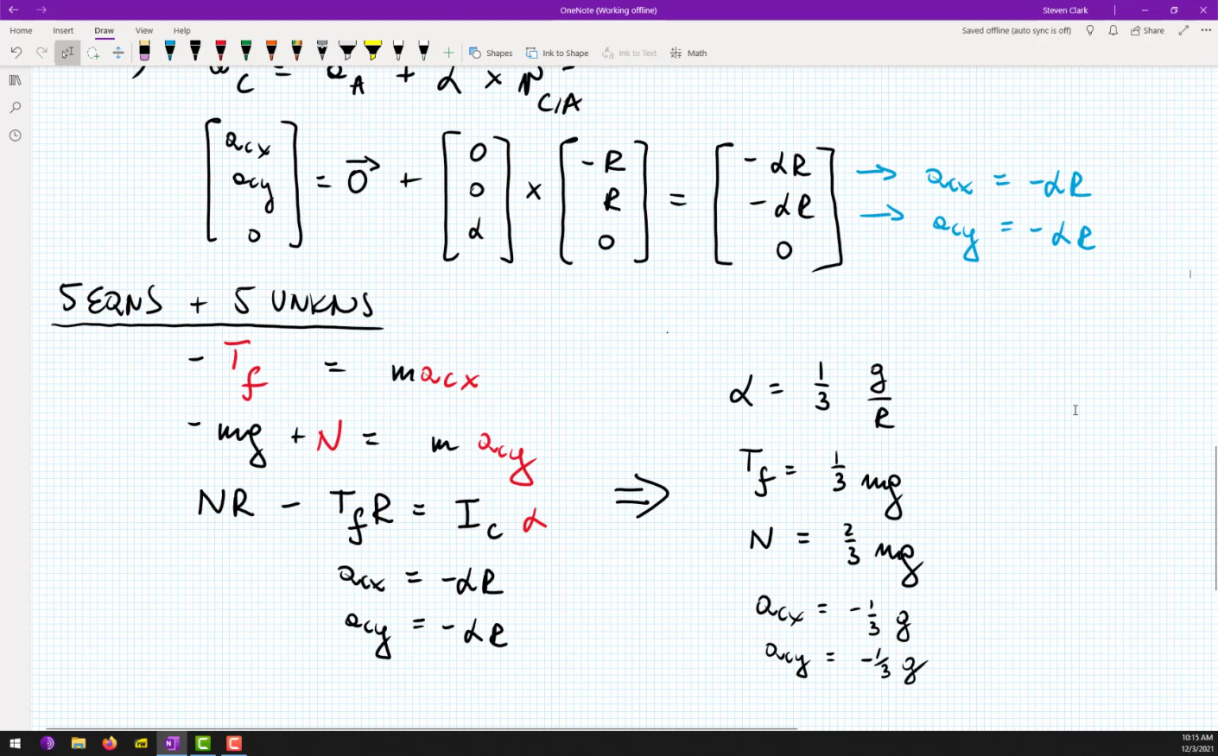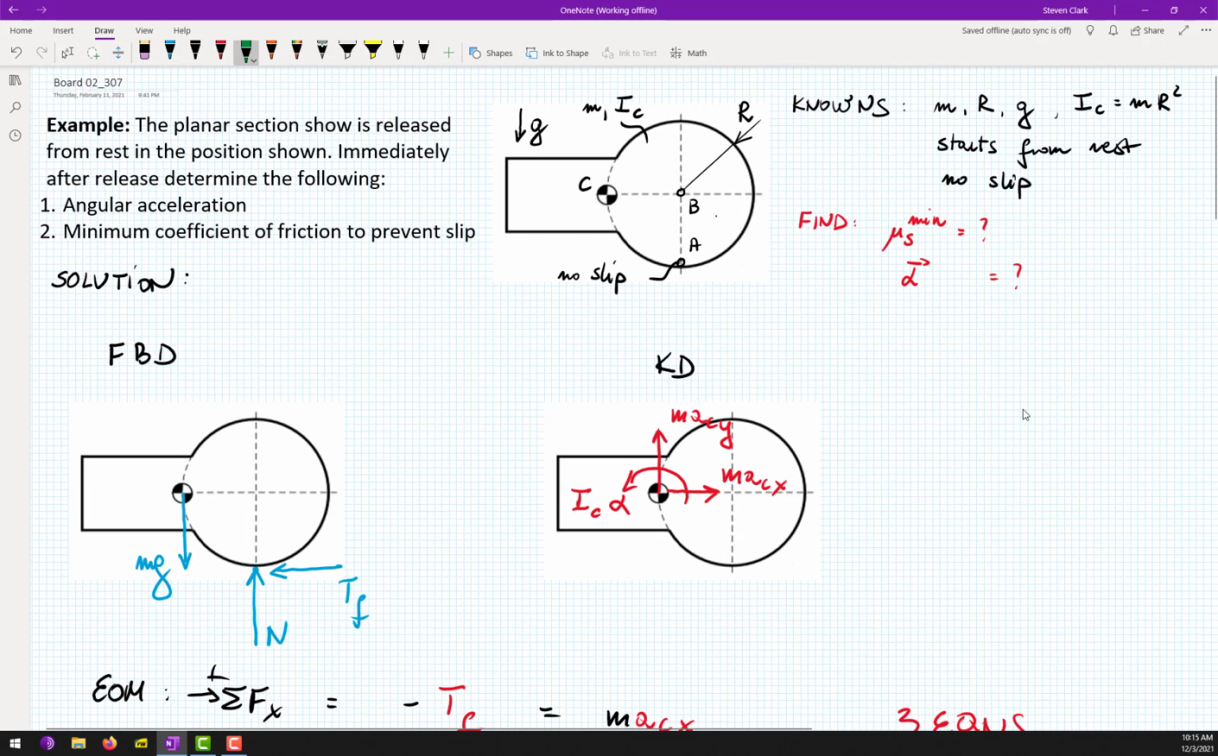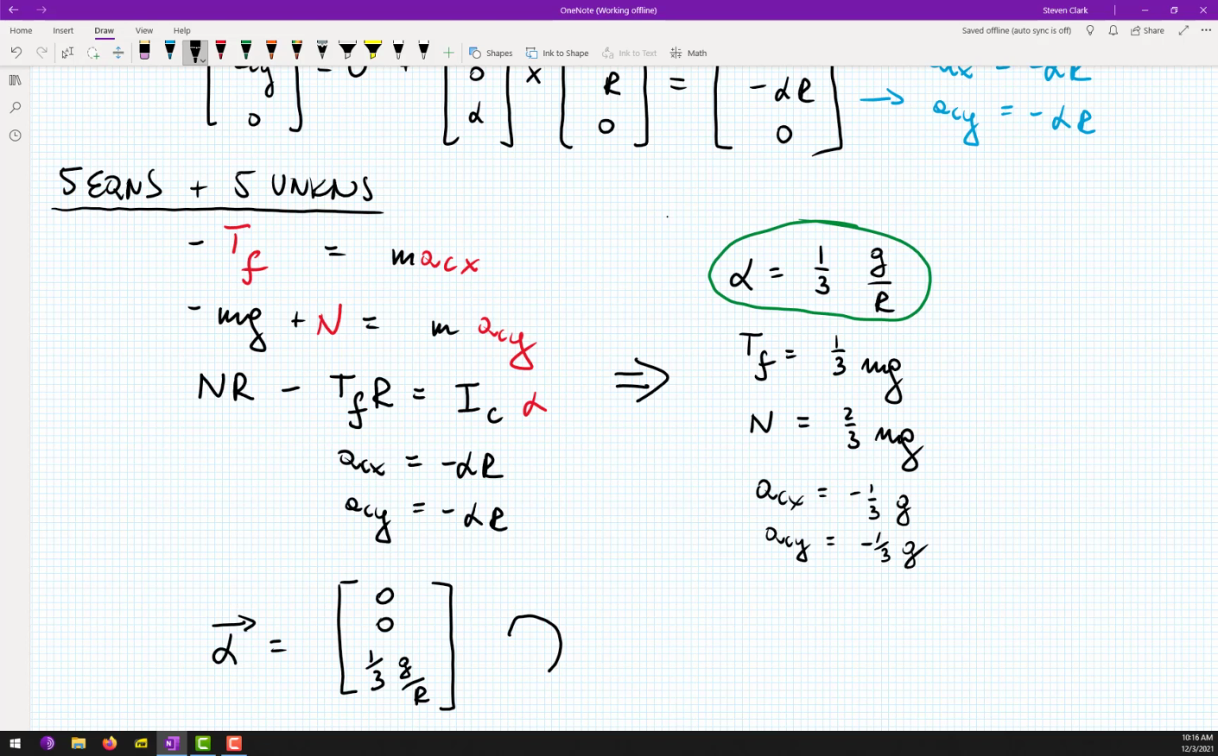Okay, so they actually ask us to find this only in part A, yeah? Let me scroll up the board. Yep, in part A, they ask us to find this. So we're done with that. I mean, almost, because we need to express it as a vector. So our alpha vector will be 0, 0, 1/3 g over R. And this is a positive value, so it will be counterclockwise. Which way? This way. Counterclockwise.